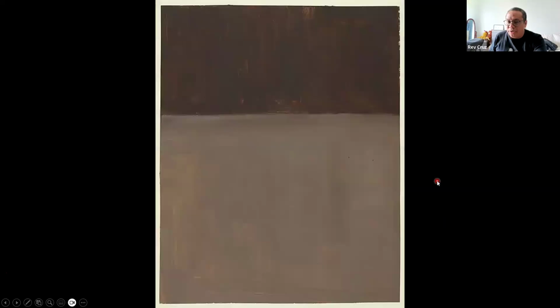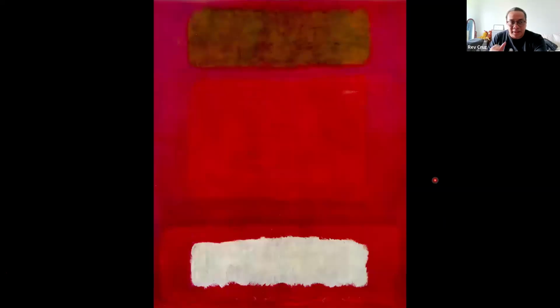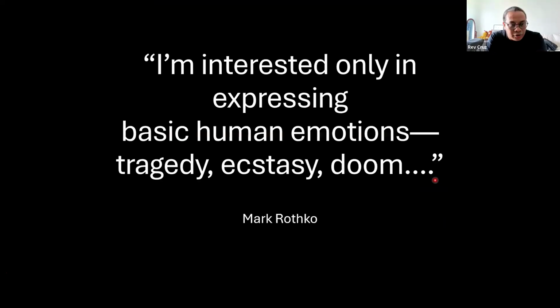Okay. Now I'm gonna breeze through some of the other paintings, but according to Rothko, this is one of his most famous. I'm interested only in expressing basic human emotions. So that was the purpose of him painting all of those paintings. He wanted to draw out the emotions in the people. So emotions told through color fields: the tragedy, the ecstasy, and the doom.